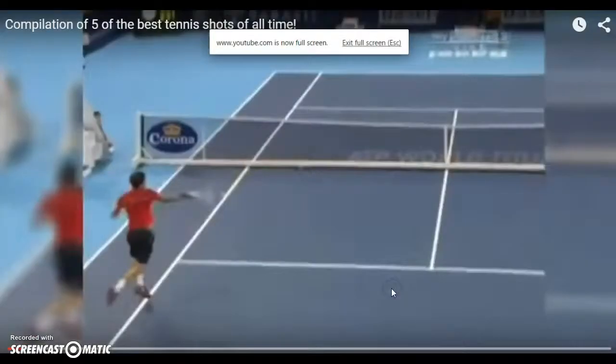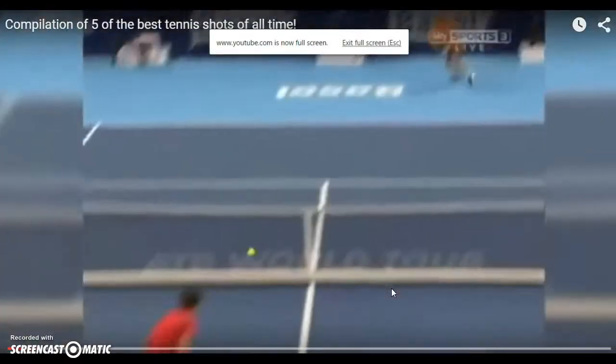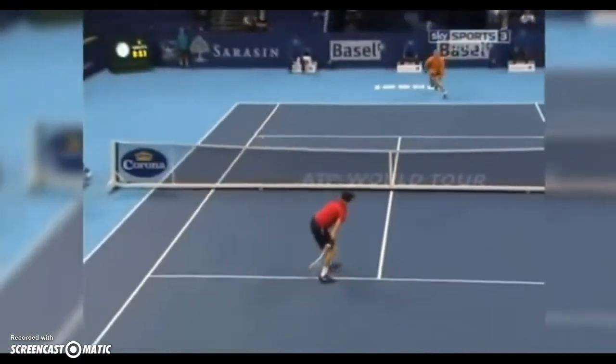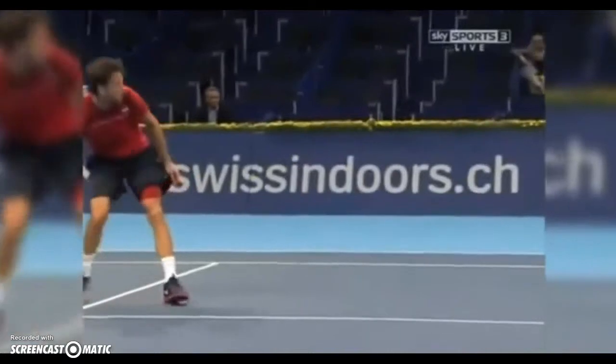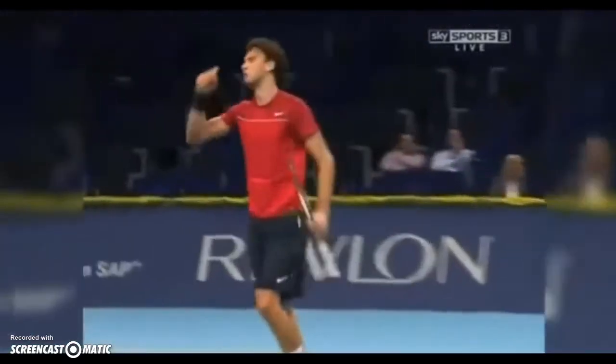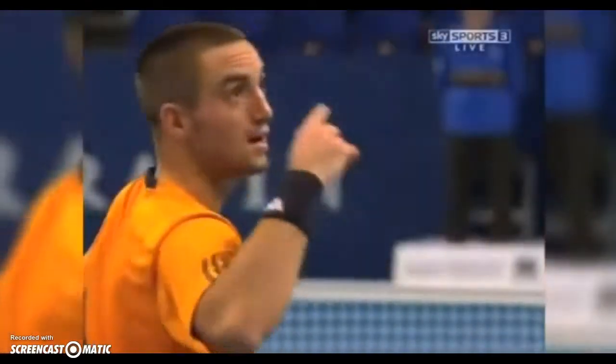Grigor Dimitrov has staked his claim for the title of best tennis shot ever with this effort at the Swiss Indoors. Between the legs, but he took it around the back. How did he do that? But he's got some hot competition coming from some of the game's greats.